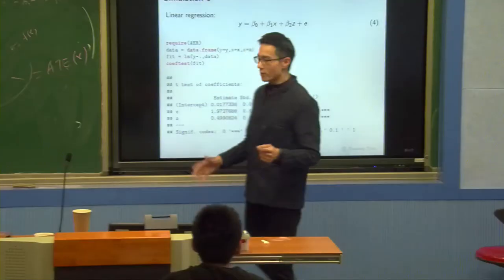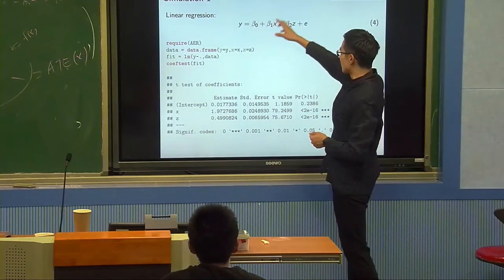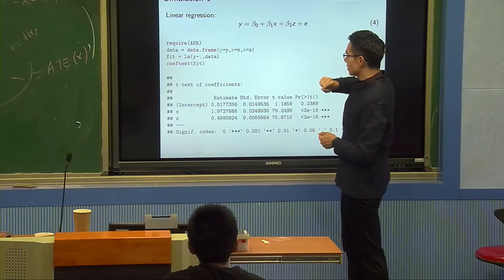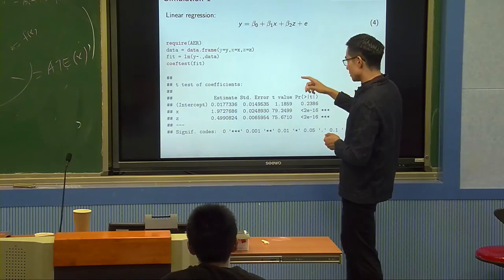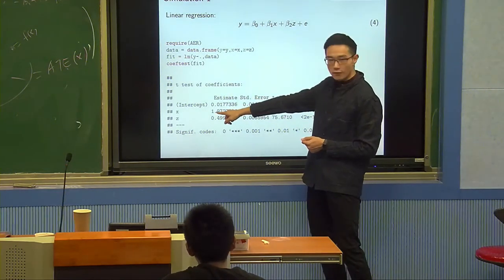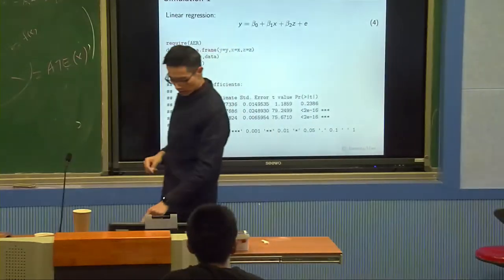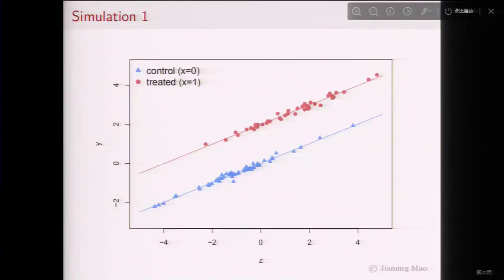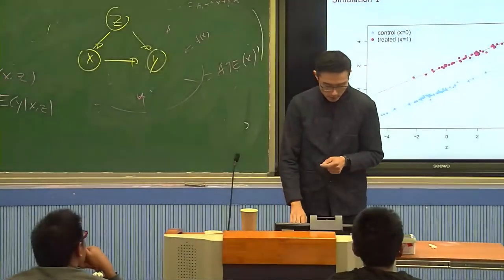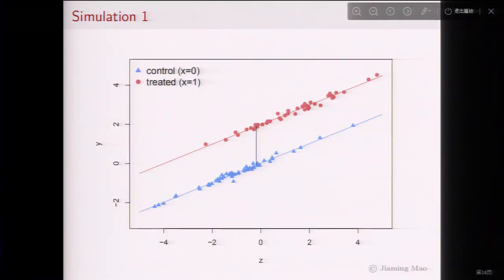So let's do it. Very simple, linear regression. Y equal to beta 0 plus beta 1 X plus beta 2 Z. If you do that, then the estimated causal effect is beta 1, which is 1.97. So this is the fit, very, very simple, and this is the causal effect.